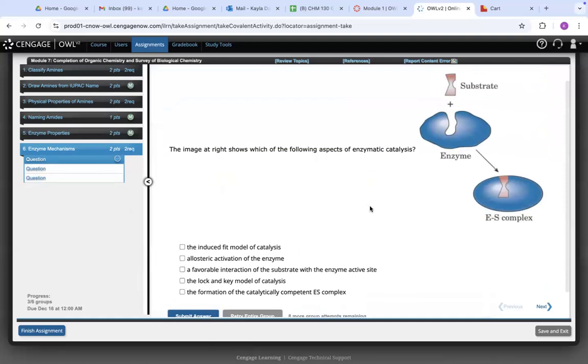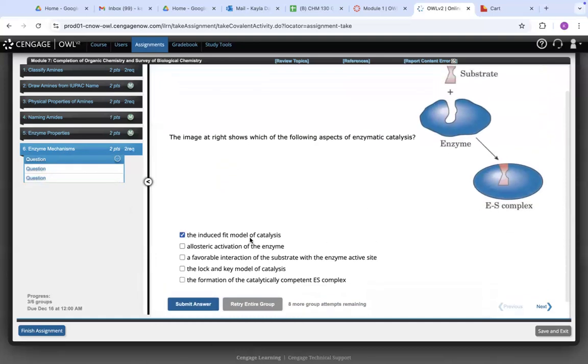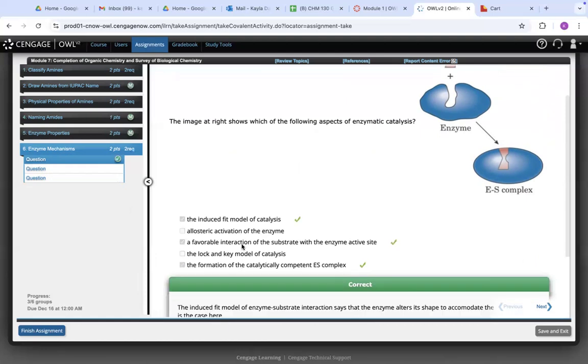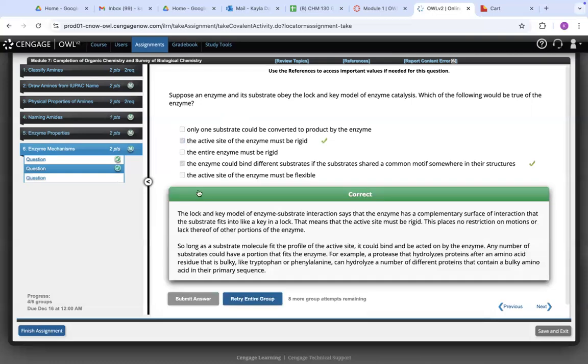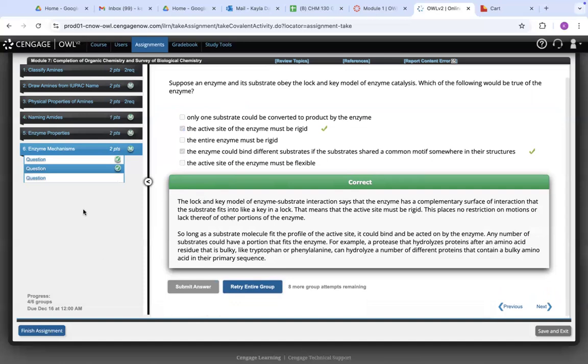Okay, so we saw this one. It's the induced fit. It's not allosteric because that's multiple active sites. It's favorable. And it has the formation of this complex. Yes. All right. The active site must be rigid. I guess this must be true. There we go. All right, so if you get that one, there you go.